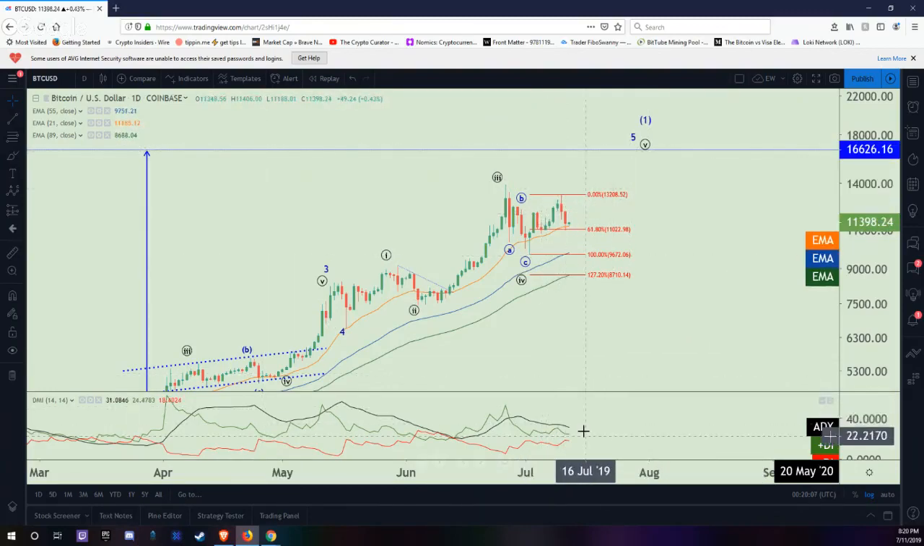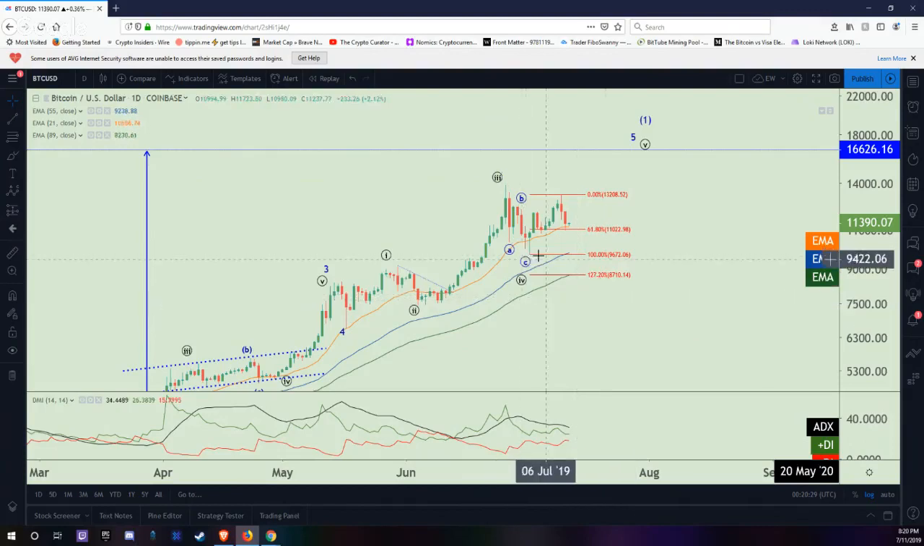I'm sticking with that at the moment because I like the way the momentum is still showing on the daily down here with the ADX. I know the ADX is dropping a little bit, but it's still within the realm of trend strength, and I like how even though it dropped here, the directional indexes are still showing the bulls in control, so that's a good thing.